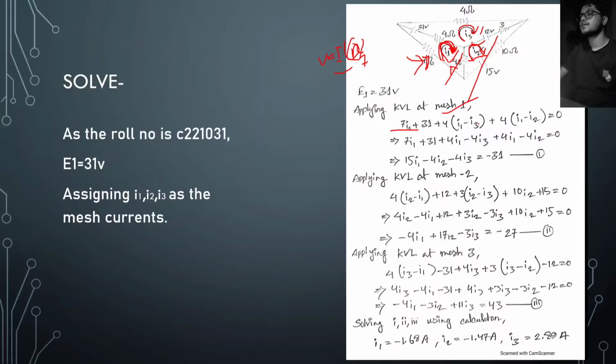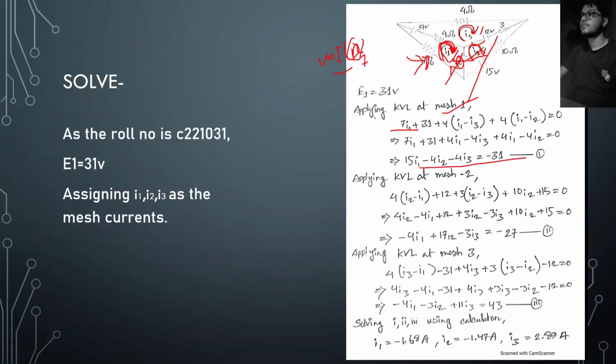Here I1 minus I3 because the 4 ohm is shared between I1 and I3. As per the direction, I1 is the positive side and I3 is the negative side. Then we have written I1 minus I2. Here 4 into I1 minus I2 because this 4 ohm is shared between the I1 and I2 meshes. So we have got one equation.